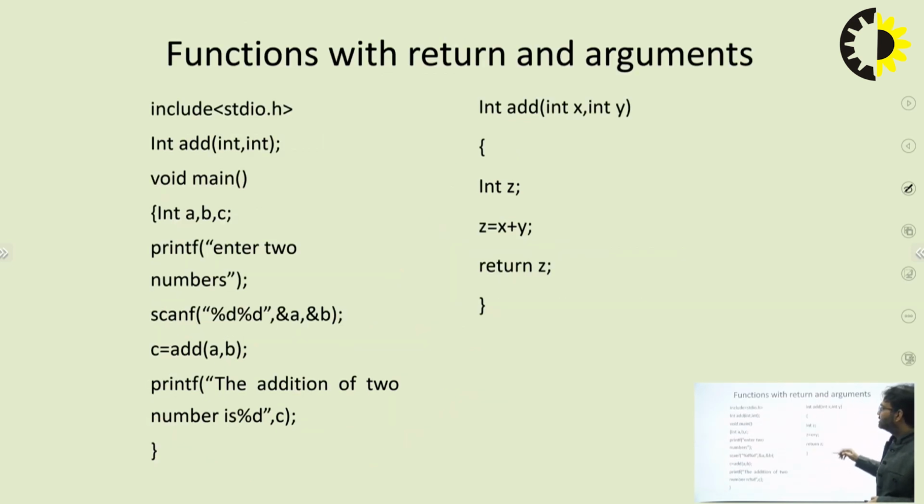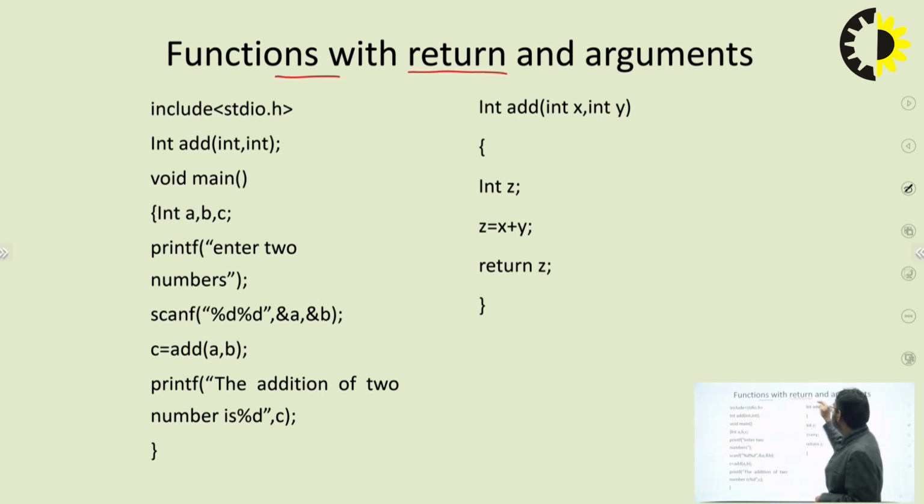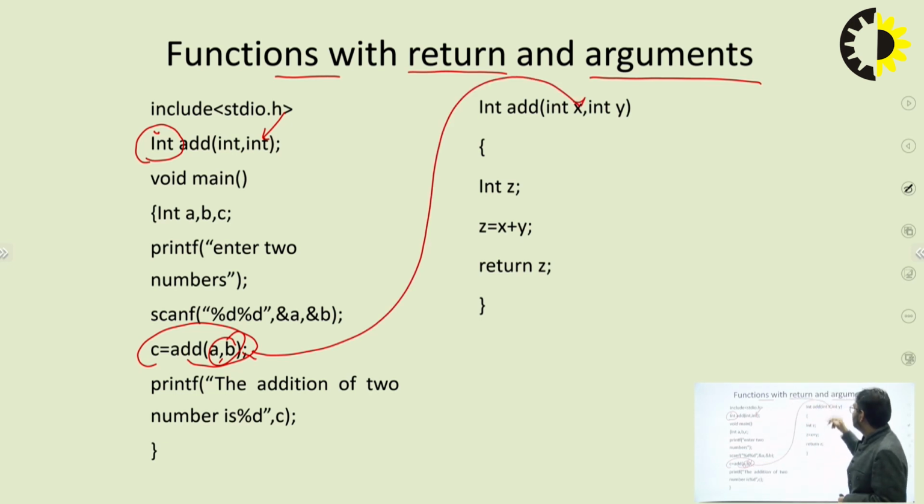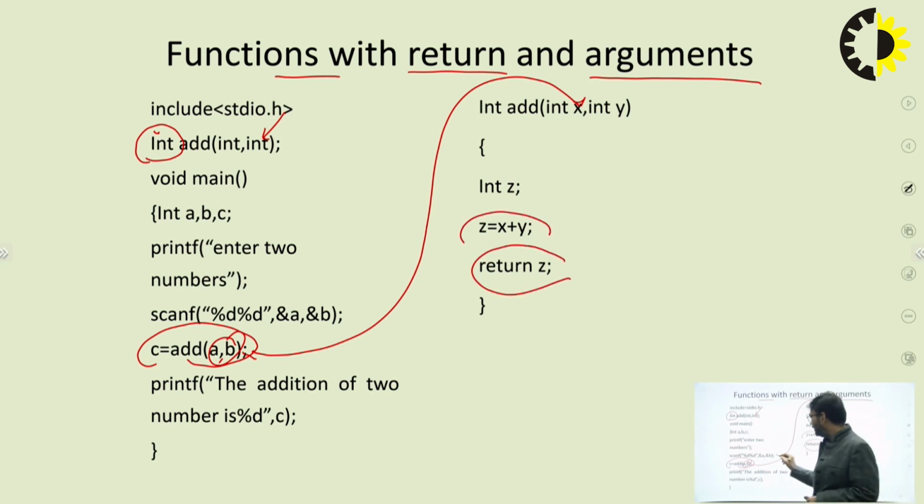So this one is the last, function with return and arguments. Here we are using a return type as well as passing information. This is the call to the function, add a comma b. These are actual parameters. The values of a and b will pass to the formal parameters. x and y receive the values of a and b, perform addition and return z, and z will automatically be received at c. So here we are using return type as well as arguments.